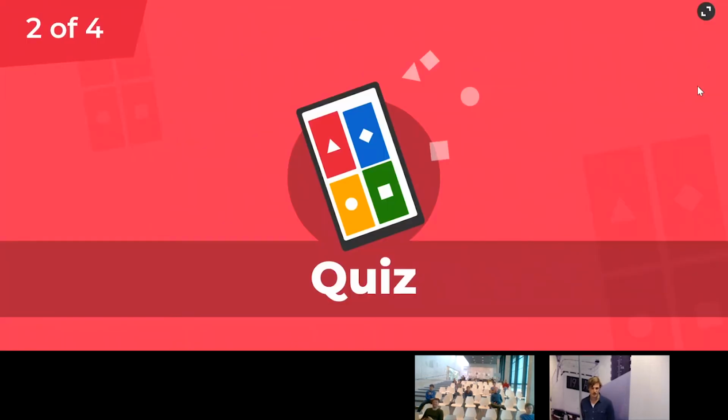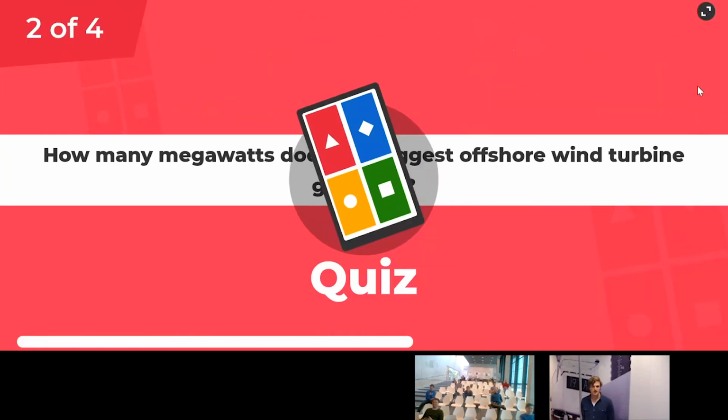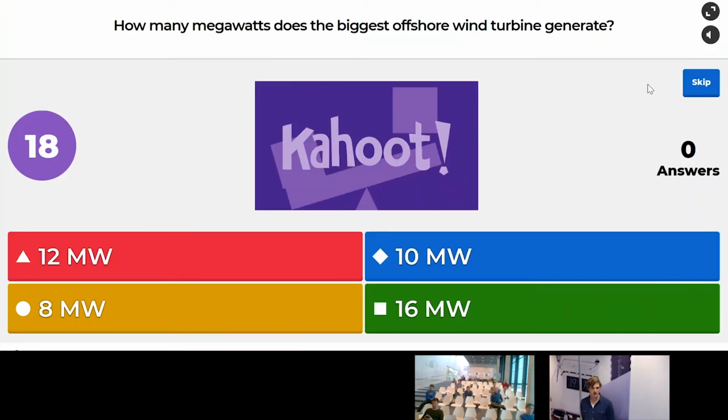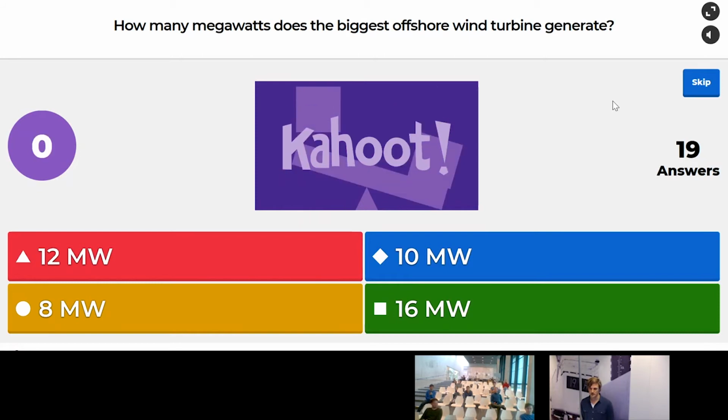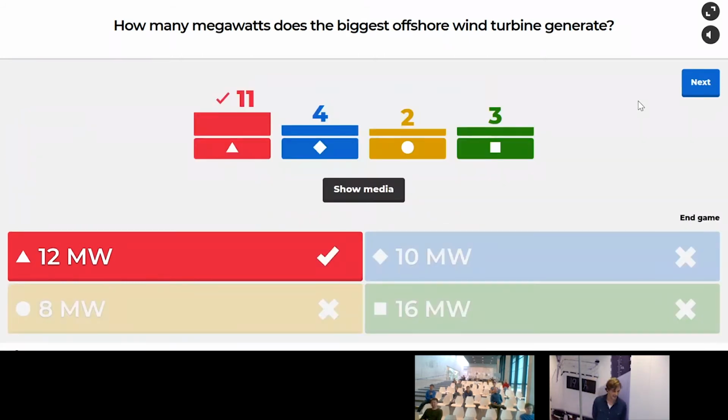Olaf is doing very well, I see. How many megawatts does the biggest offshore wind turbine generate, you think? Is this 12 megawatts, 10 megawatts, 8 megawatts, or 16 megawatts? See what you guys come up with. 19 answers. So one of you is not answering. Yes, 12 megawatts. Very good. I don't know if you guys already knew this or it was just a good estimation.